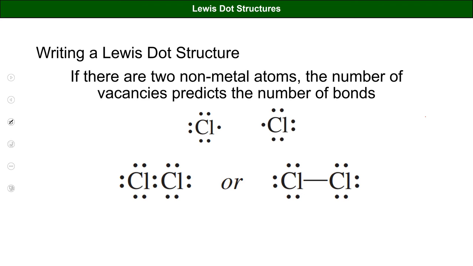So chlorine has one vacancy to get up to 8. That predicts that chlorine in its most stable state will form a single bond that allows both of these electrons to be considered part of each atom's valence at the same time. They physically, spatially have to be in between those two nuclei for this to work. Otherwise, you can't say that they're in both orbitals at the same time. So we draw that as this line. This line represents a pair of electrons, where you've got one electron being donated from each of the atoms on each side.